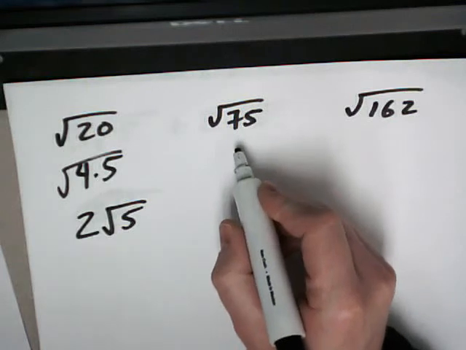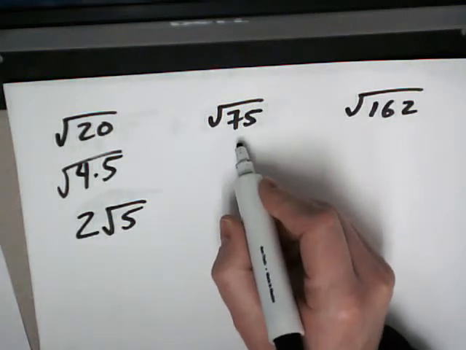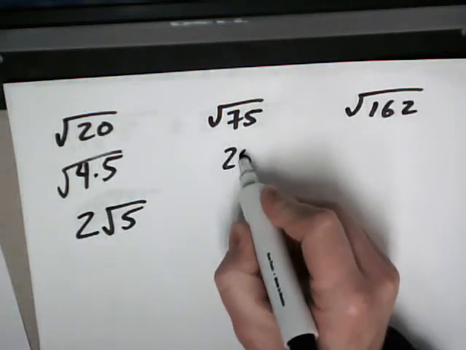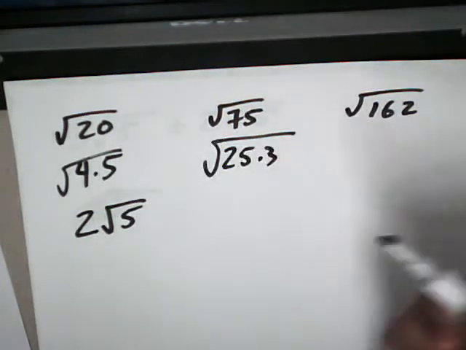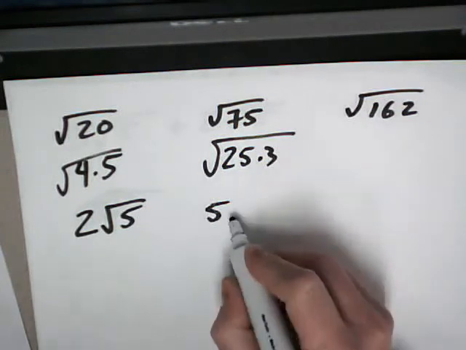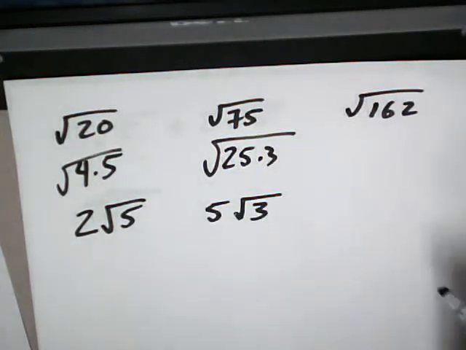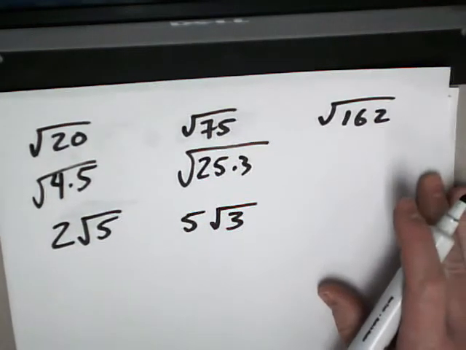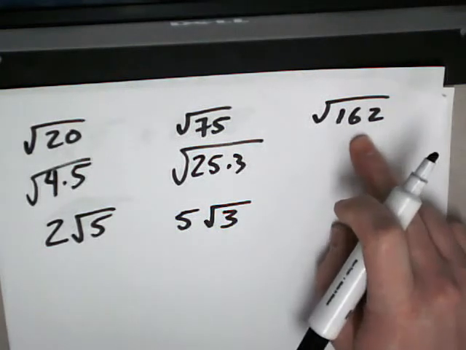75. Well, that's 3 times 25. I like to write it like this. But the square root of 25 is 5. It comes out. But the 3, it's got nowhere to go. It stays inside.